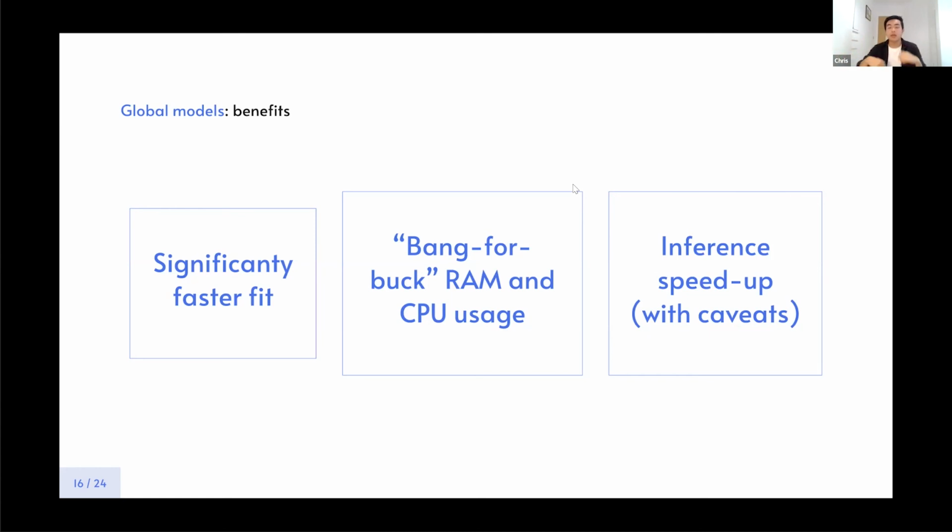Right. And lastly, you get the inference speed up. You remember previously in the equation where you have n multiplied by the fit, by the predict times, where you don't have that, right? Because if you have a global model, you can have a vectorized predict, where you just run predict once across all different time series in a single instance, in a single process.